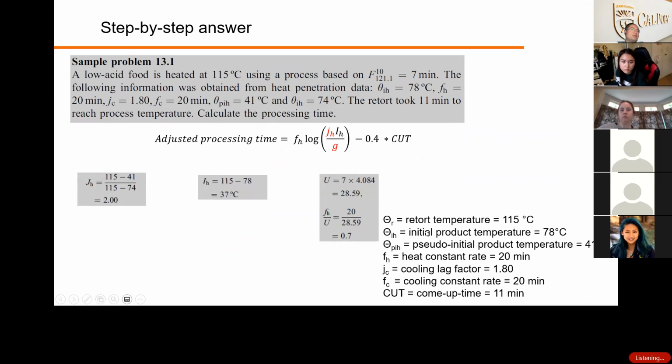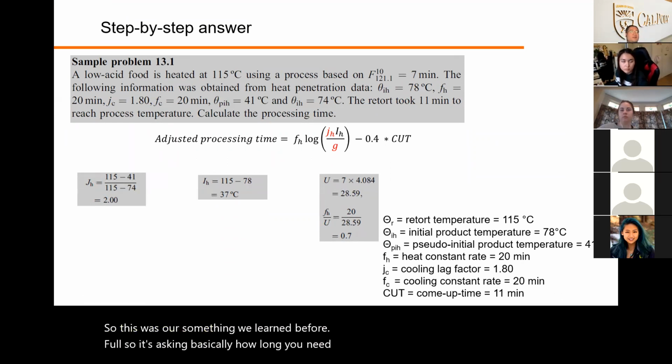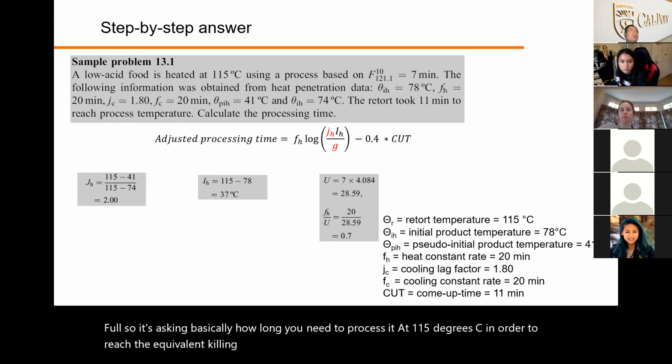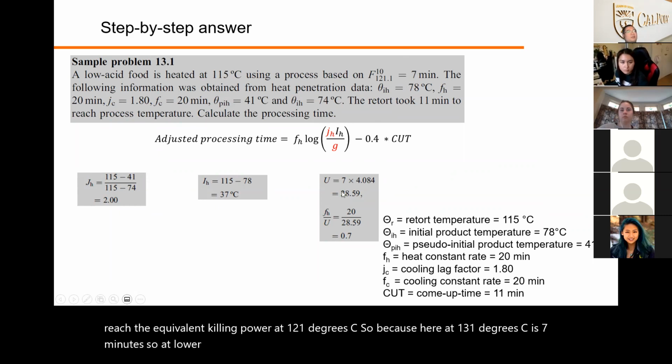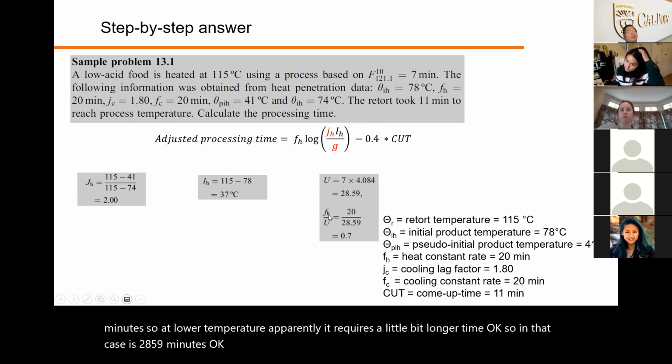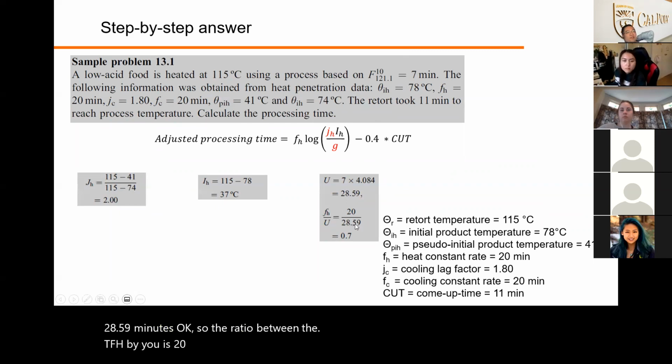So this was something we learned before. It's asking basically how long you need to process it at 115 degrees C in order to reach the equivalent killing power at 121 degrees C. Because here at 121 degrees C, it's 7 minutes. So at lower temperature, apparently it requires a little bit longer time, okay? So in that case, it's 28.59 minutes. Okay, so the ratio between the FH by U is 20 minutes divided by 28 minutes. It's 0.7. So that's the U value.